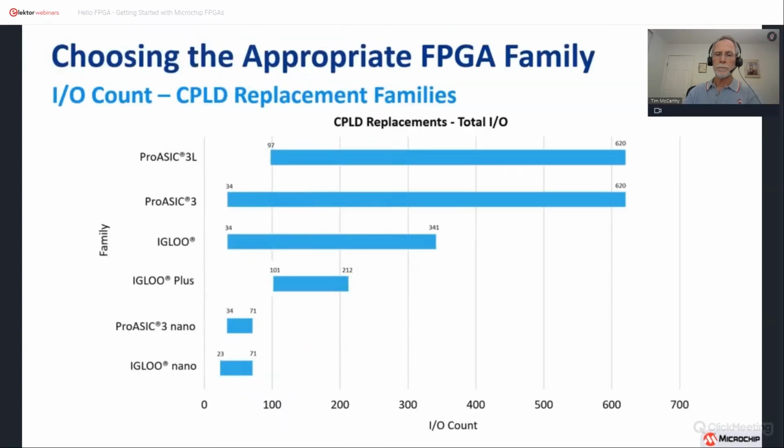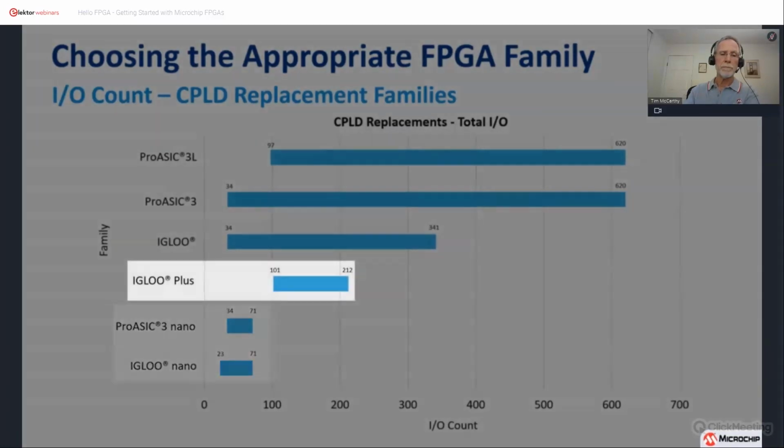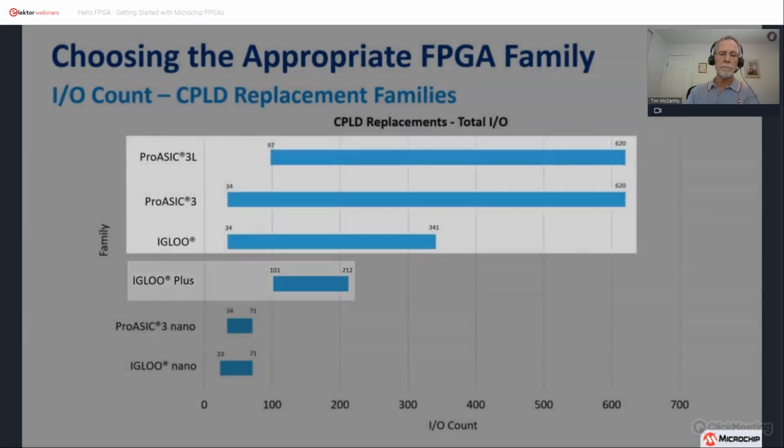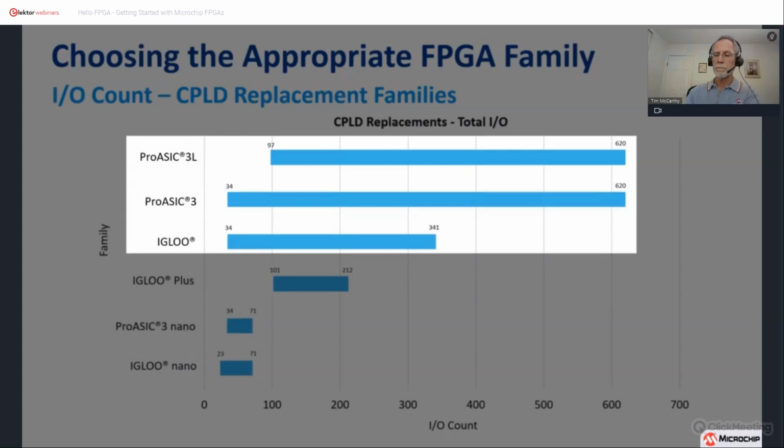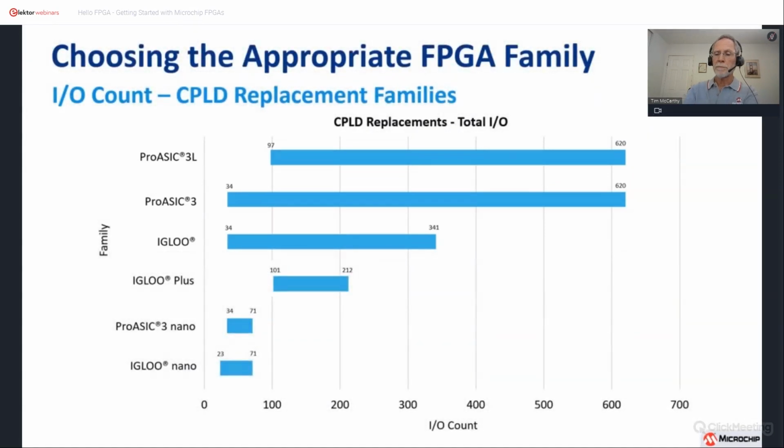This chart shows the I/O count for Microchip's CPLD replacement families. The Igloo Nano and ProASIC 3 Nano families are available with 23 to 71 I/O in very small packages. The Igloo Plus family members have between 101 and 212 I/Os. For higher pin counts, consider ProASIC 3L, ProASIC 3, or Igloo. These families have devices with a maximum of 341 to 620 I/Os. The larger members of the ProASIC 3L, ProASIC 3, and Igloo families have I/Os that support differential I/O standards and voltage reference I/O standards for interfacing with high-speed memories.